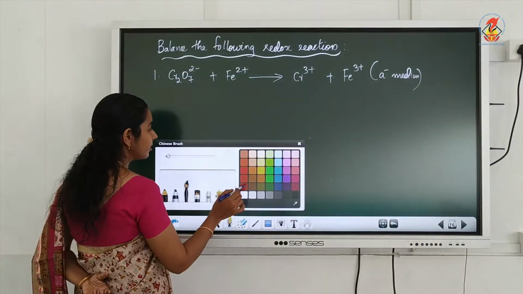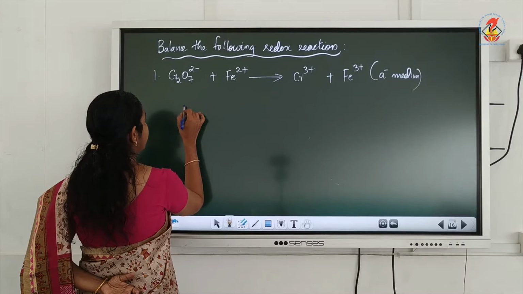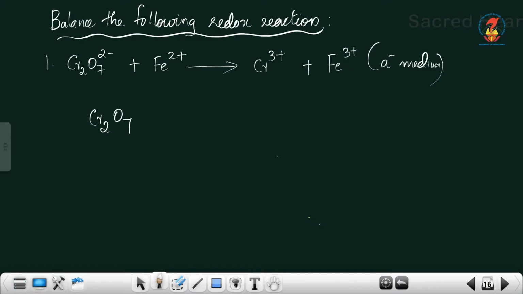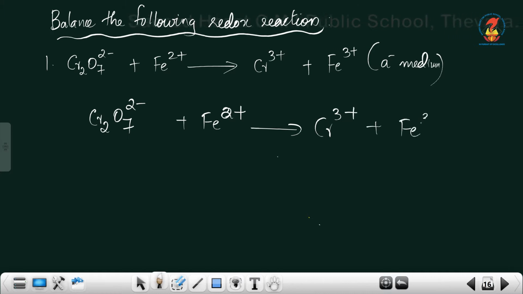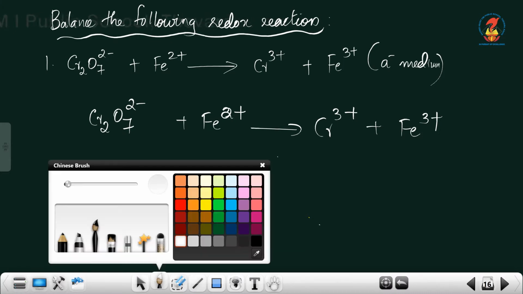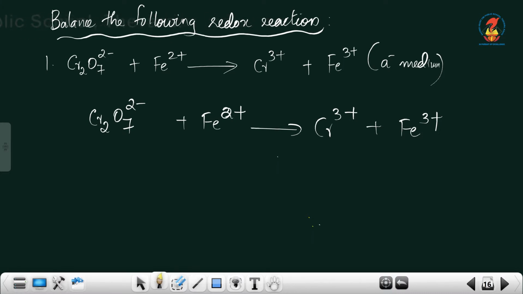So once again I am going to write this equation. The given equation is Cr2O7 2 minus plus Fe2 plus giving Cr3 plus plus Fe3 plus. This is the equation given. Now the medium is acidic. So the first step is we have to assign the oxidation state of each and every atom present.